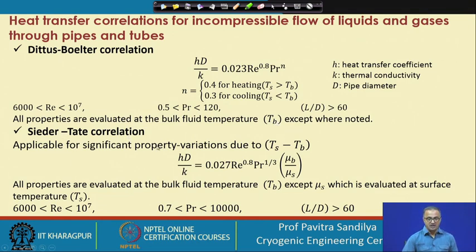Now the Sieder-Tate correlation is another correlation which is also quite applicable, but this correlation is different from Dittus-Boelter because it takes care of some property variations with respect to the temperature difference between the surface and the bulk fluid. So the Nusselt number is given in terms of the Reynolds number and Prandtl number. This is almost the same, except that here there is another correction factor which has been used to account for the difference between the bulk temperature and the surface temperature in terms of the viscosity. That is, mu_B is the viscosity at the bulk fluid temperature and mu_S is the viscosity at the surface temperature, and this correlation is valid for this range of Reynolds number, for this range of Prandtl number, and this aspect ratio.